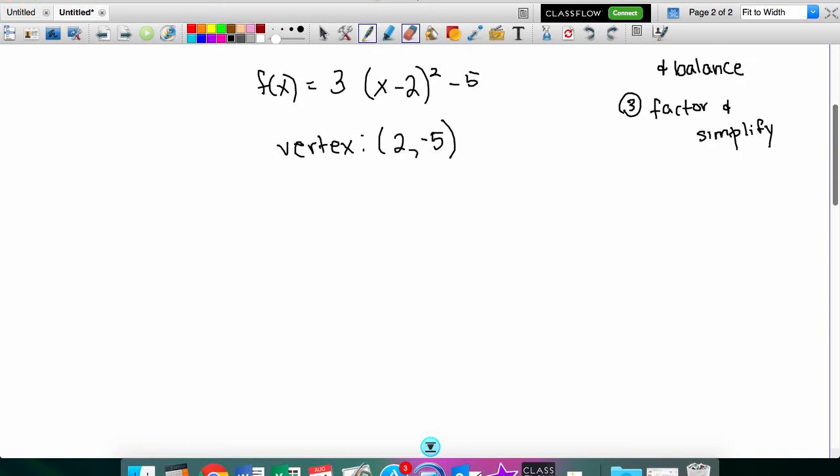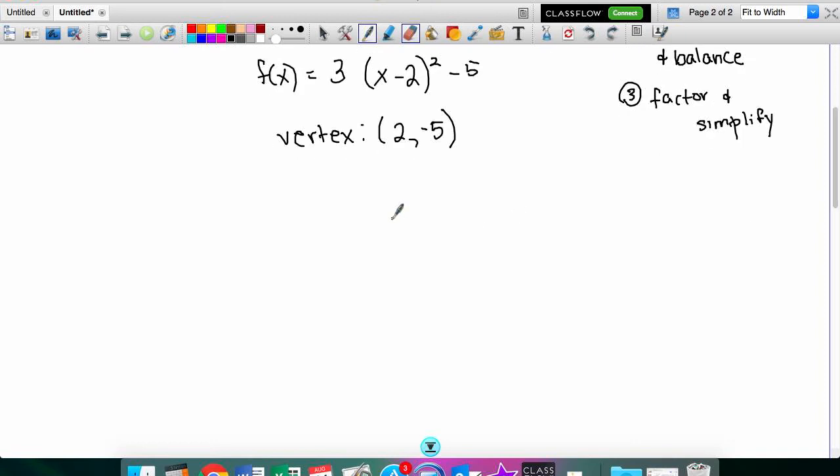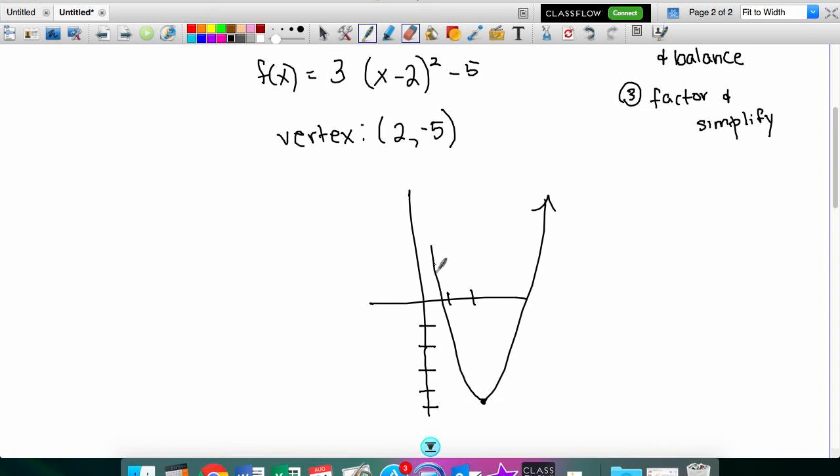If I wanted to do a quick sketch of a graph, which is where this might be very useful if you didn't have a calculator, I could quickly sketch wherever (2, -5) was. And now that I know my a value is positive and opens upward, I could quickly sketch it upward. And this is going to be what my graph looks like.